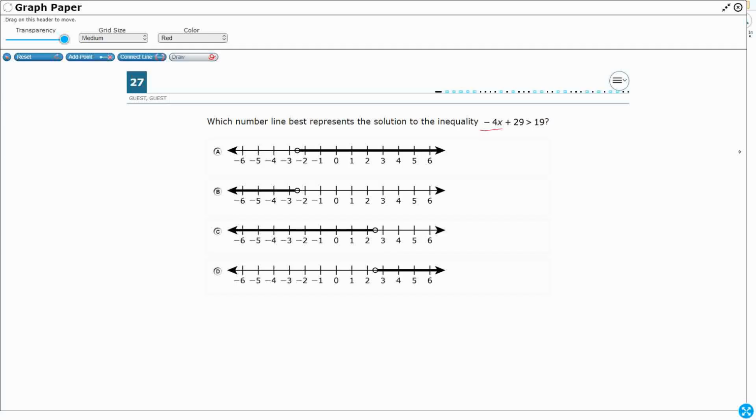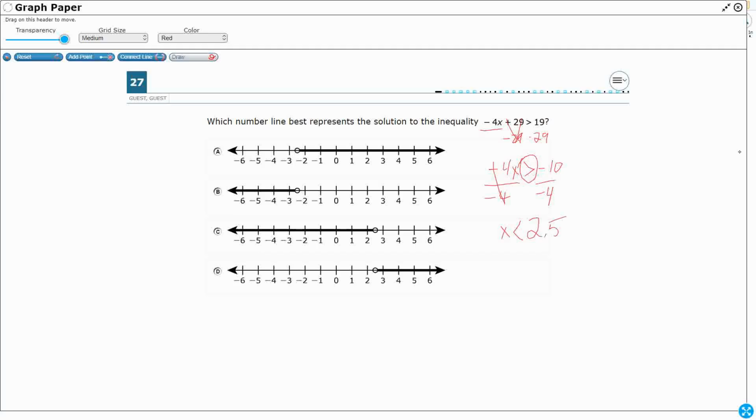But first things first, right? Let's subtract 29 from both sides. Right, let's get the x by itself. So that's going to be negative 4x is greater than 19 minus 29, that's negative 10. Right, so now I need to divide both sides by negative 4. Right, so the negative 4's are going to cancel out. That's going to be an x. But remember, when you divide or multiply by a negative, you end up flipping this. So that's going to be less than. That's going to end up being positive, but it's going to be 10 fourths, 5 halves, 2 fifths. So x is less than 2 fifths.